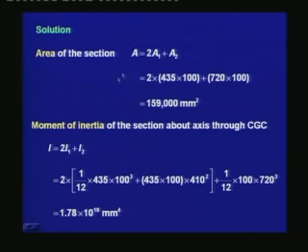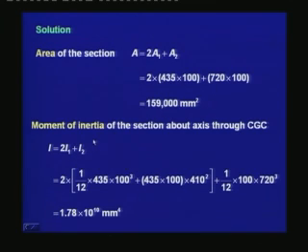We are calculating the area of the section. Since A1 is equal to A3, the total area is given as 2 times A1 plus A2. A1 is equal to 435, the flange width, times the depth of the flange, which is 100, and A2 is equal to the remaining part of the depth of the web, which is 920 minus 100 minus 100, which is 720, times the width of the web, which is 100. Once we substitute the values, the area comes to 159,000 millimeters square.